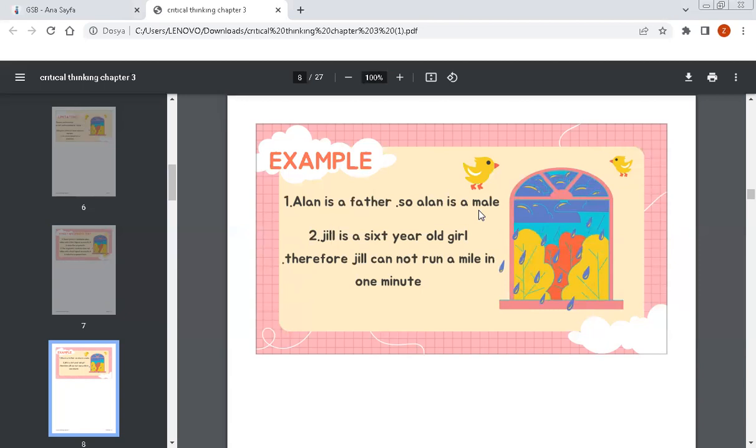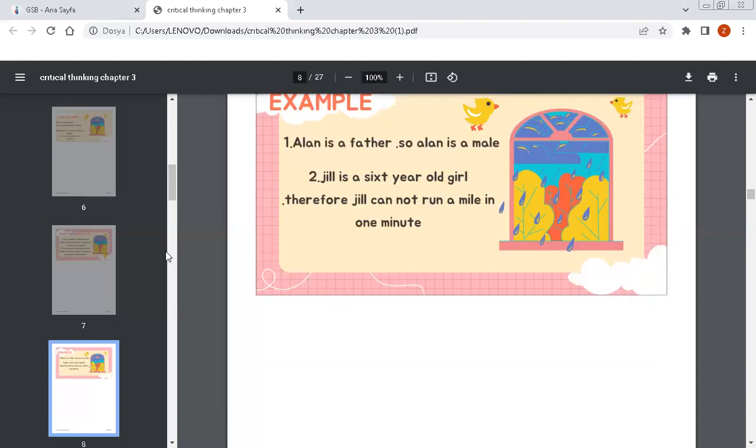The other example is: Jill is a 6-year-old girl. Therefore, Jill cannot run a mile in 1 minute. Is this argument deductive or inductive? Although it seems like it's deductive, it's not, because there is no logical contradiction in thinking that there could be a 6-year-old girl who can run that fast.